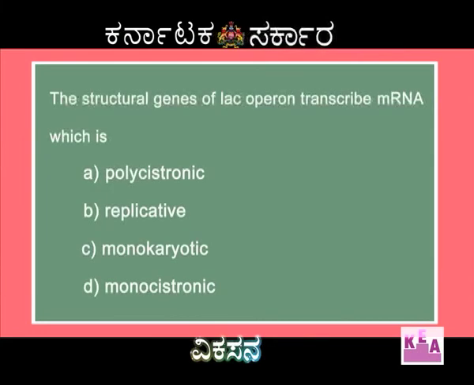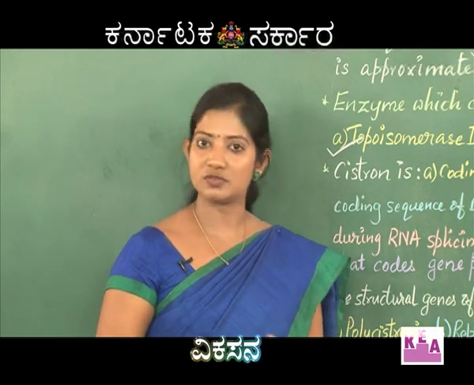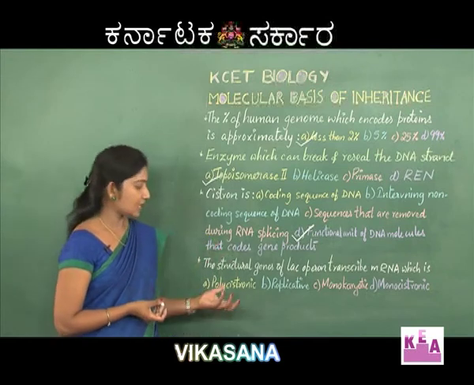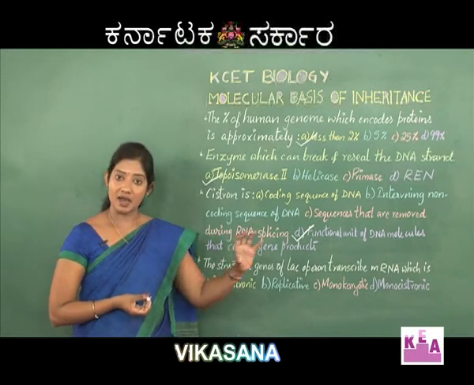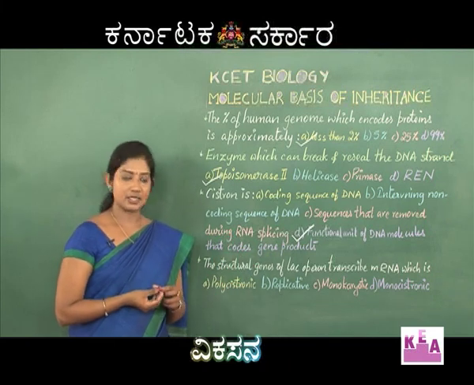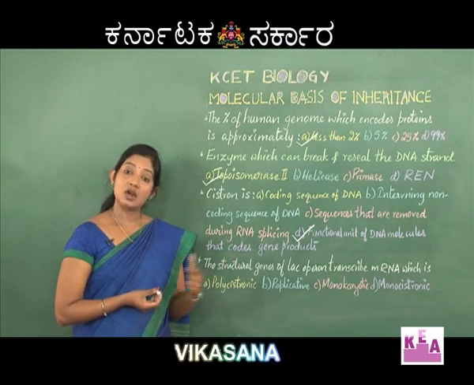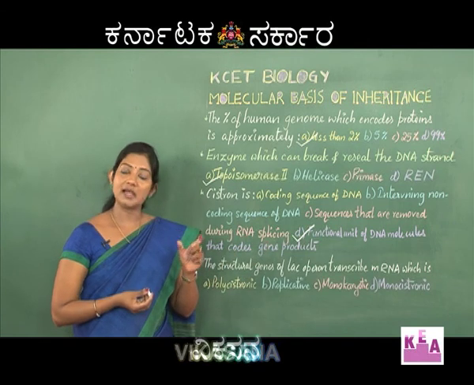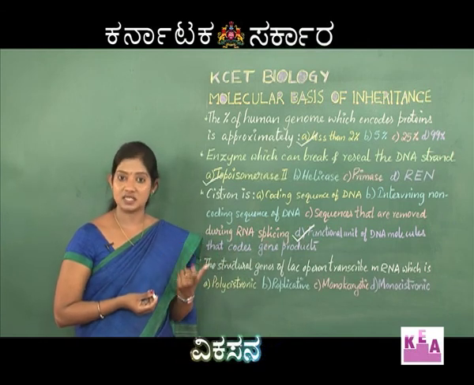The next question: the structural genes of lac operon transcribe messenger RNA which is. Now you are aware of what a cistron is. A cistron is nothing but a segment of DNA which can produce a specific polypeptide chain. So basically, if you take an RNA, in case of eukaryotes, it is found that the RNA does not get transcribed completely. Only the part of the messenger RNA which is required gets transcribed.